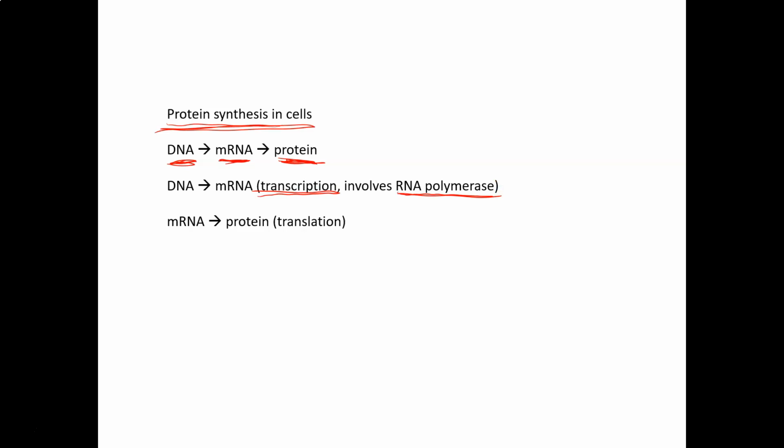Then when messenger RNA codes for the amino acids in the protein and the protein is produced, we call that process translation. So this is what happens in normal cells. A double-stranded DNA molecule produces a single-stranded messenger RNA molecule. And then that messenger RNA is translated into a protein, which can be 10,000 to hundreds of thousands of amino acids long.